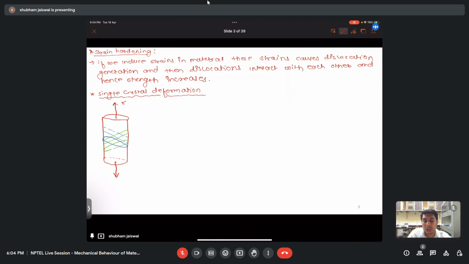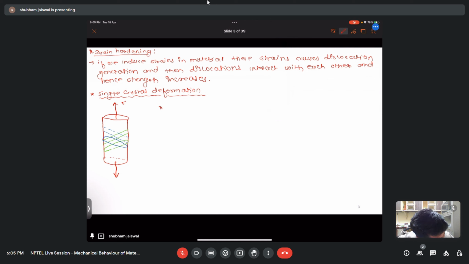Multiple slip systems are there, but as we increase the load, the resolved shear stress in one plane reaches the critical value. It will start deforming, meaning dislocations will start to move. As we again increase the stress, the CRSS on other slip planes will also be reached, these dislocations will also move, and they will interact with each other, which leads to the strengthening of the material.